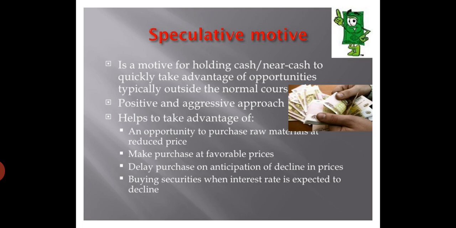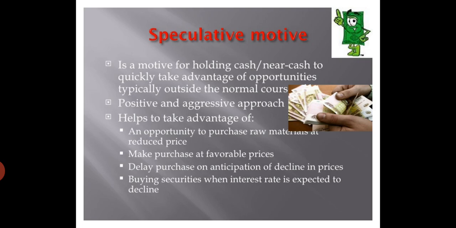Then the third one, the speculative motive. It is the motive for holding cash or near cash to quickly take advantage of opportunities, typically outside the normal course. That is a positive and aggressive approach that helps to take advantage of opportunities: an opportunity to purchase raw material at a reduced price, make a purchase at a favorable price, delay purchase in anticipation of a decline in price, or buy securities when interest rates are expected to decline. So that is speculative in nature.